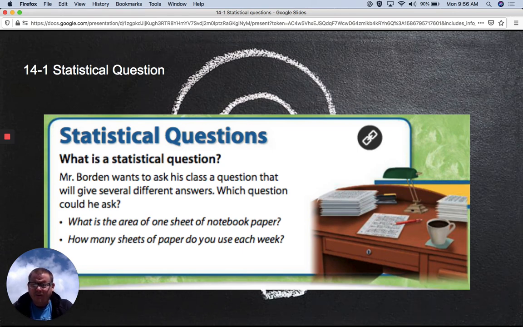Here are the two different questions. What is the area of one sheet of notebook paper? And the other question is, how many sheets of paper do you use each week? Now what we're looking for is a statistical question. We want several different answers. So which one of those should he ask? You can think about that yourself as we go on.